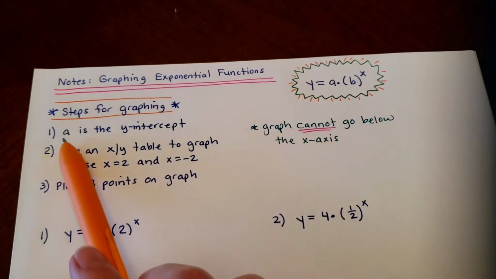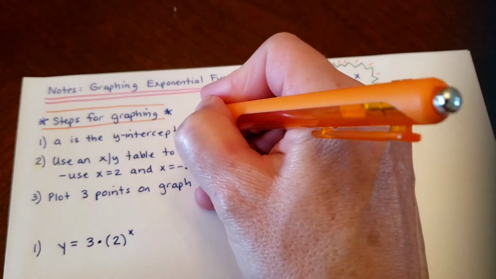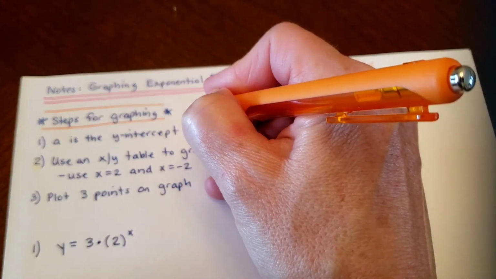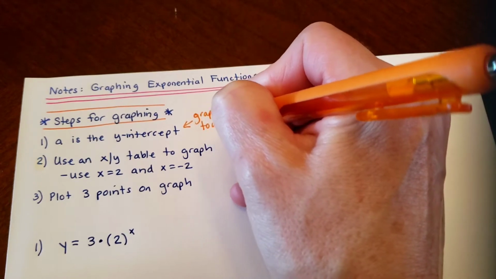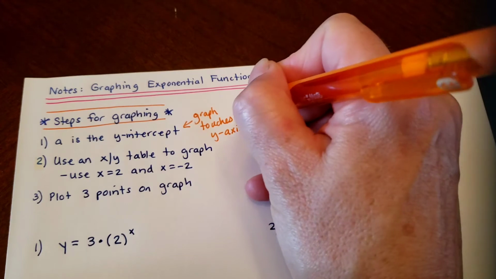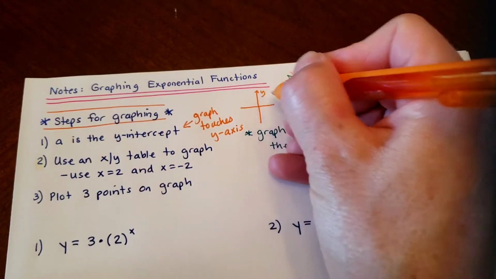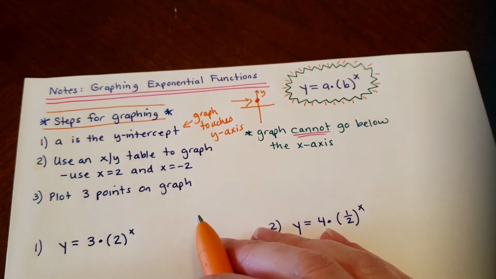First step, your a is the y-intercept. If you don't remember what a y-intercept is, it's where your graph touches the y-axis. Okay, so if we were just to do a quick little sketch, here's the y. It's basically like here. It's a point that touches the y.